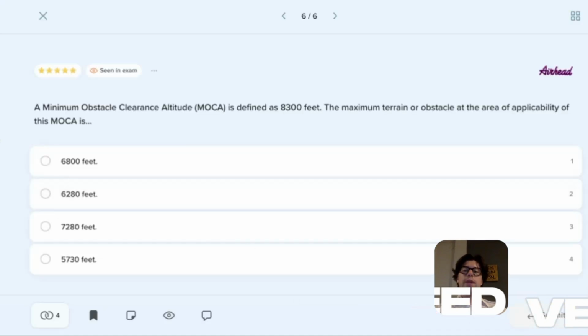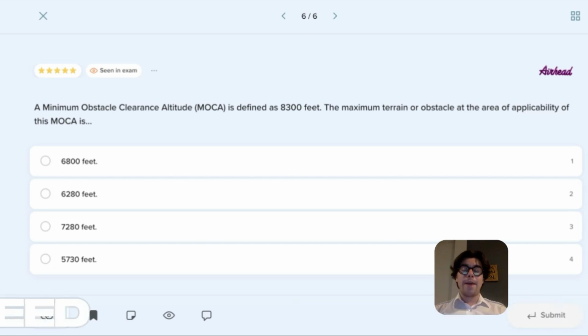And the last question for today: a minimum obstacle clearance altitude, MOCA, is defined as 8,300 feet. The maximum terrain or obstacle in the area of applicability of this MOCA is? For these questions, I recommend you study all the IFR altitudes, such as MORA, MOCA, Grid MORA, MEA, MSA, MAA, and quite a few more, because these will show up in the exams and in different subjects as well: in flight planning, ops, and also in air law.